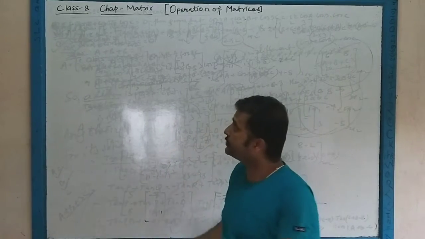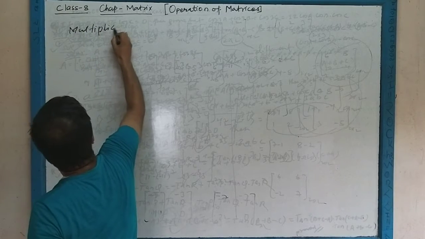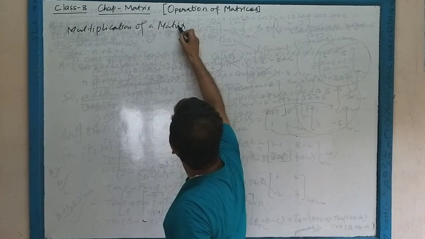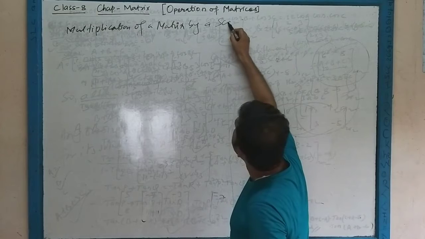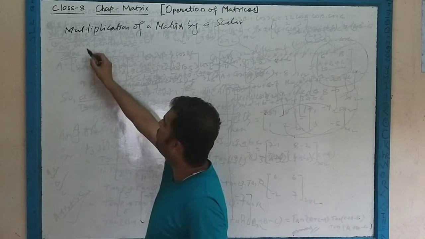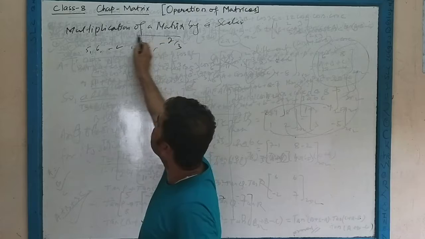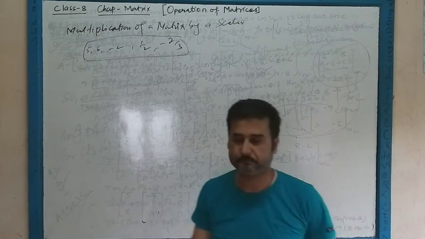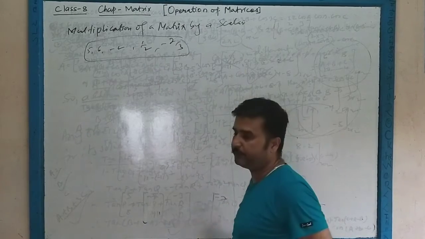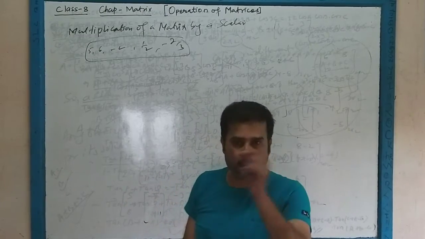Now I'm going for next topic, that is multiplication of a matrix by a scalar. You are going to multiply any matrix by 5 or 6 or -2 or half or -7 by 3. This is scalar. These all are scalar values. So you are going to multiplication of a matrix by a scalar. If you multiply any matrix by a scalar, its all elements will be multiplied by the same scalar.